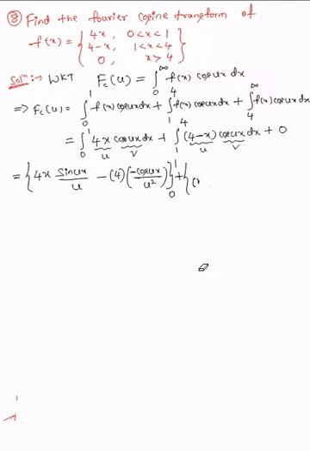4 minus x, u into v1. v1 means integration of cos, it is sin ux by u. Then minus, differentiate. The differentiation of 4 is 0, x is 1, so 0 minus 1, it is minus 1 into integration of sin, which is minus cos. So it is minus cos ux by u square. So this is between the limits 1 to 4.